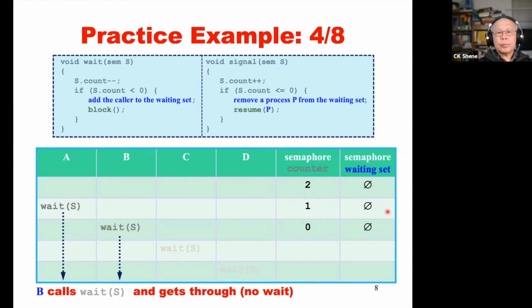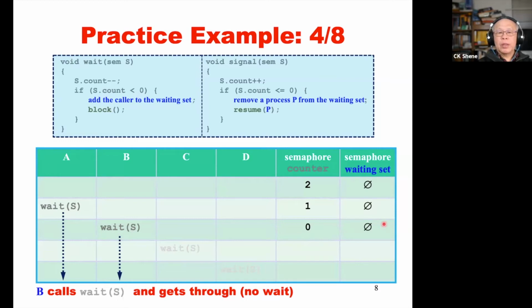Then thread B calls wait. When thread B calls wait, the value of the counter is 1. So B subtracts 1 from it, making the counter value 0. But the new value 0 is definitely not less than 0. So the call will simply skip the then part and return. Therefore, thread B continues its execution, the semaphore counter is 0, and the waiting set is still empty.